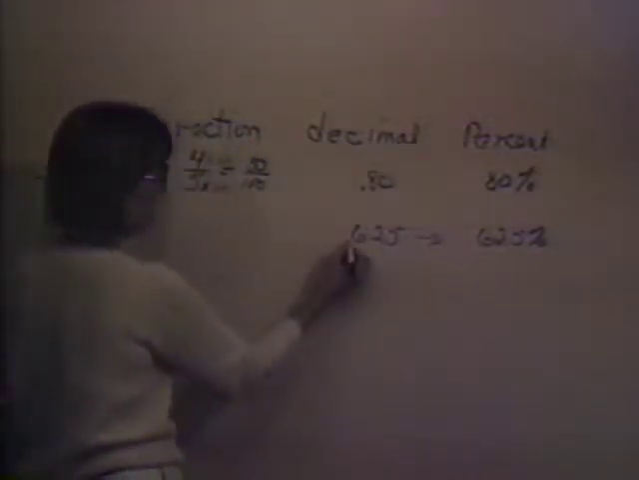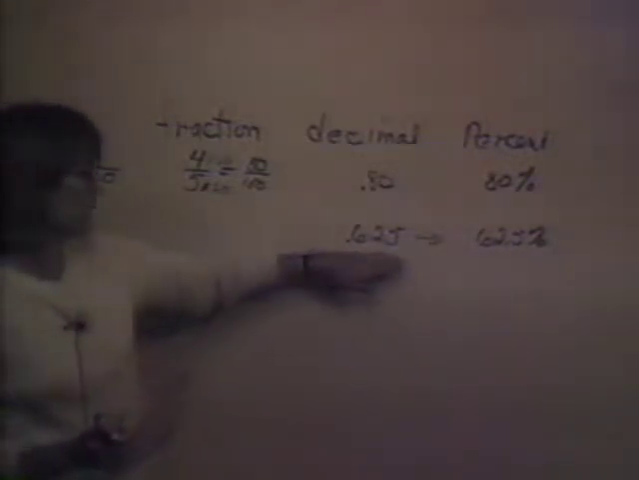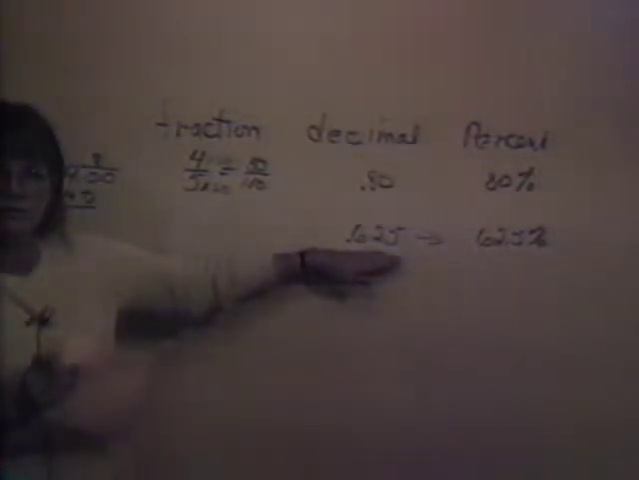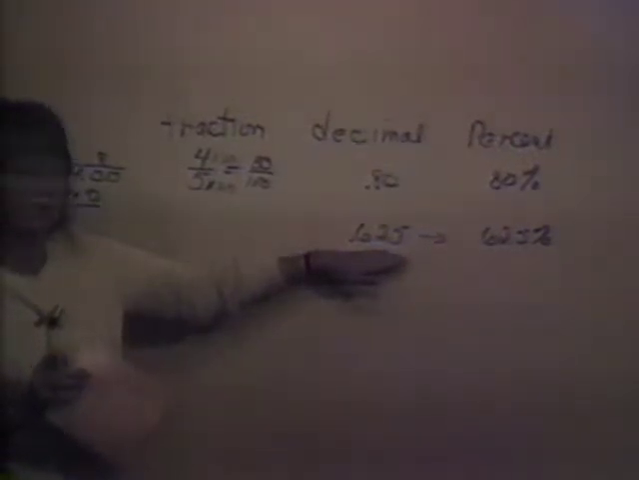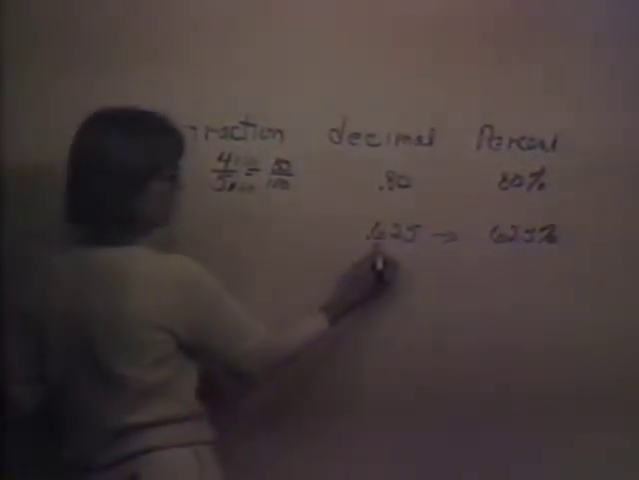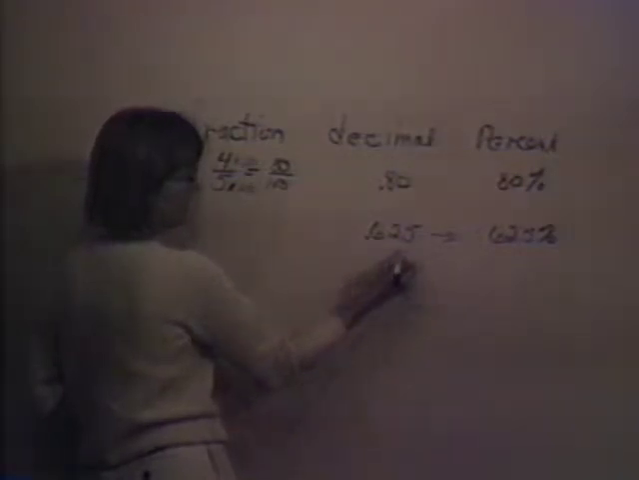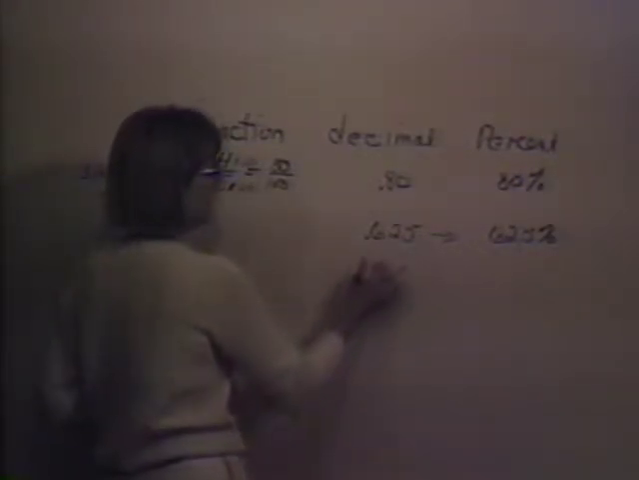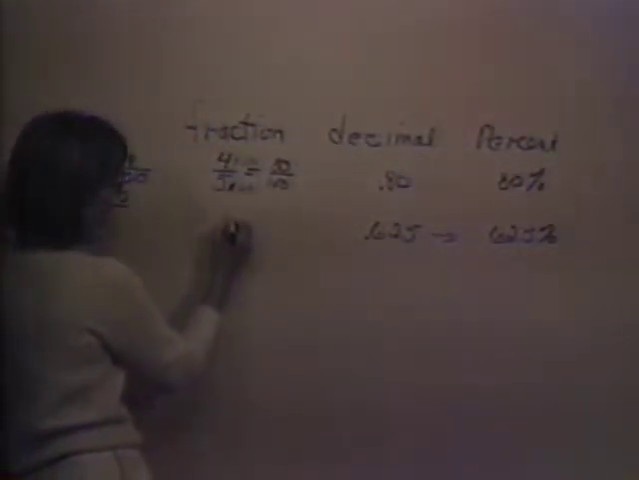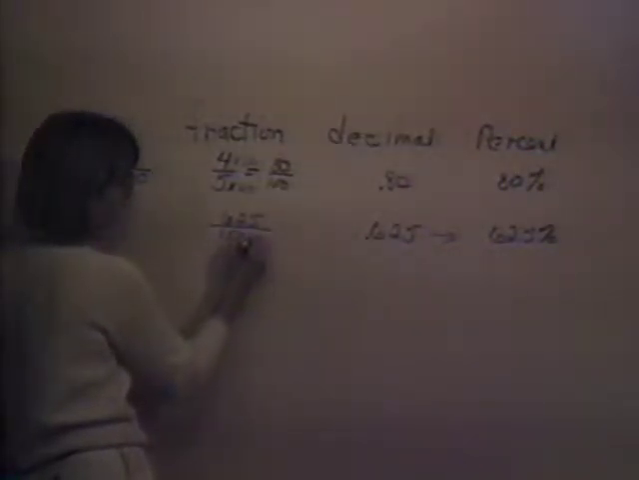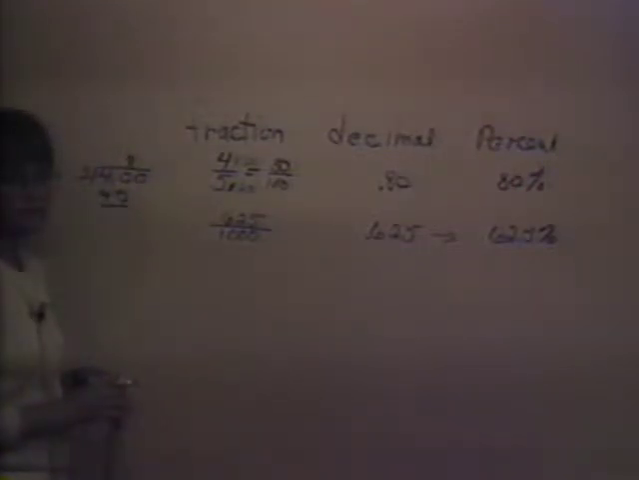Now, how do you change a decimal to a fraction? Okay, any decimal can be written with a denominator of 10, 100, 1,000. This is the tenths place, hundredths place, thousandths place. So if we write this number as a fraction, it's going to be 625 over 1,000. Okay, now that's the fraction. Now a lot of times they ask for the simplified fraction, so that means you need to reduce it.